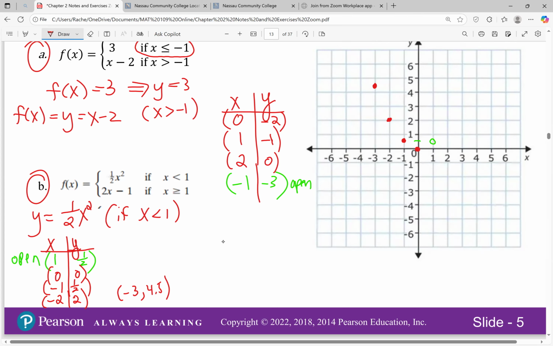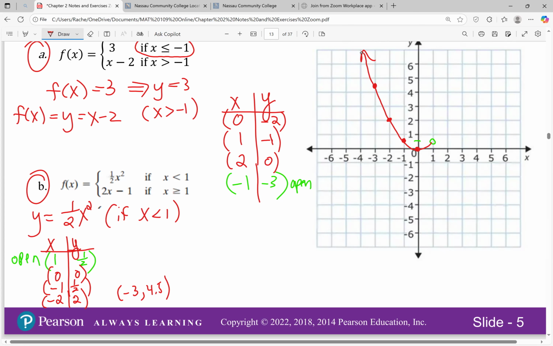So now we could really see this parabola, but it stops right where that green open circle is. We can't go past that because this is only defined for values of x that are strictly less than 1. So we see kind of like half of a parabola here.